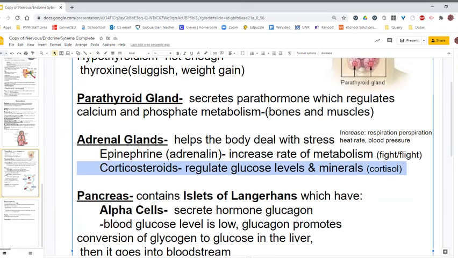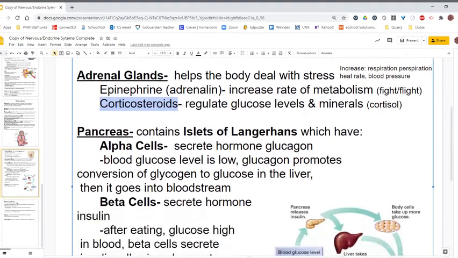And cortisol is a corticosteroid that tells your body, hey, this is a bad time right now. It's a time when we might not survive. You better save everything you can. So cortisol tells your body to store any unused materials. And so the result is you end up with weight gain as a result of stress levels of cortisol.